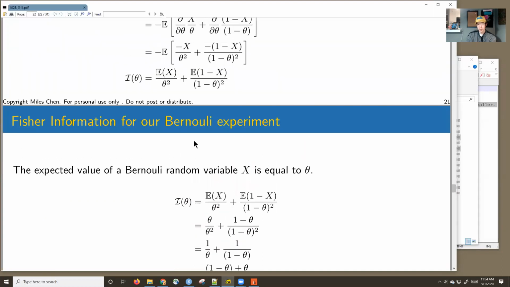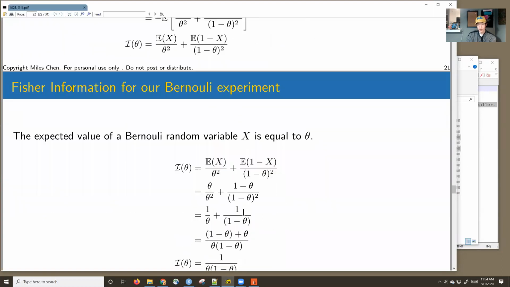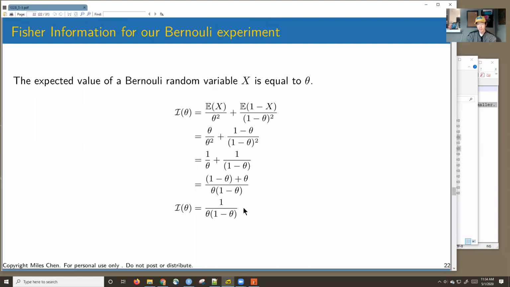Okay, that's the negative expected value of the second derivative of the log likelihood function. It's quite a mouthful, but that's what we have. So that's the Fisher information. I hope that's okay.